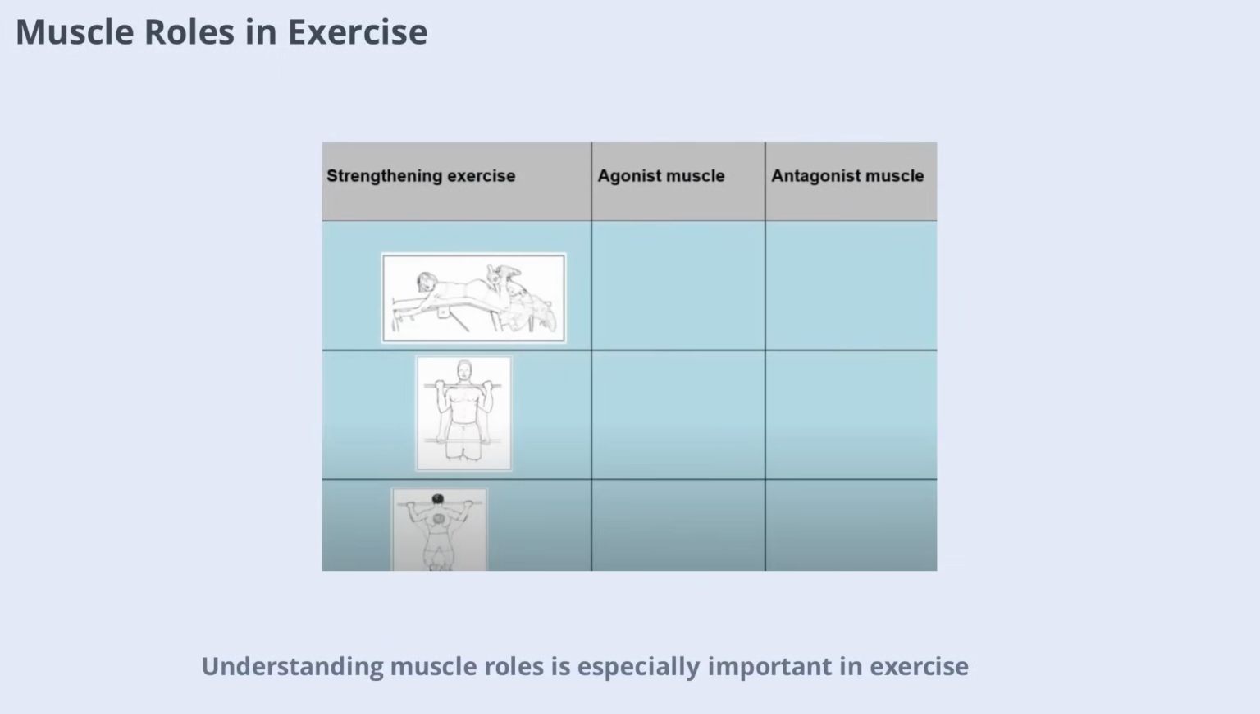Understanding muscle roles is especially important in exercise. Whether lifting weights, running, or practicing yoga, knowing which muscles are acting as agonists, antagonists, stabilizers, or neutralizers can help optimize your workouts and prevent injuries. This knowledge also aids in rehabilitation, ensuring that exercises target the right muscles for recovery and strength.